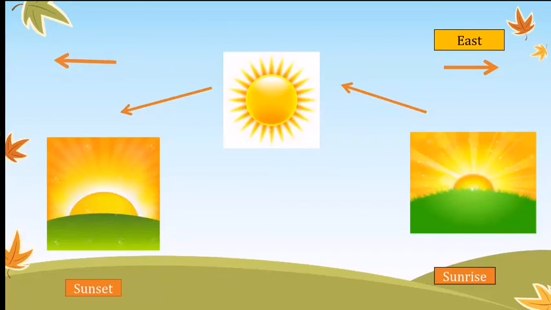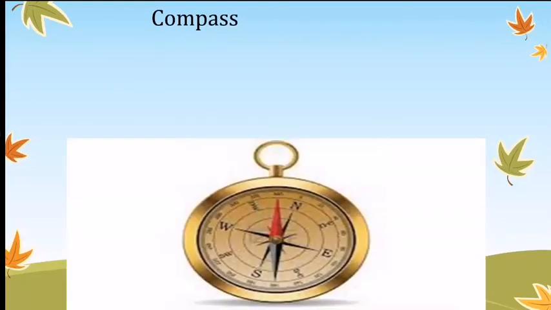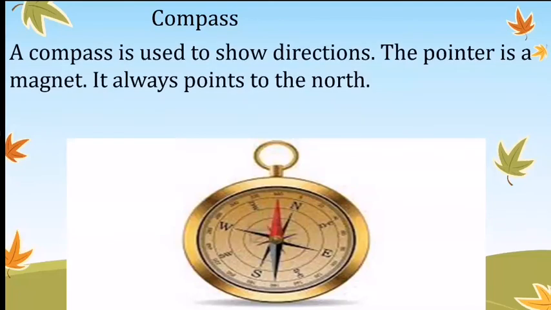If you don't know the direction of sunrise, we can use a tool that can help us in finding the direction. That tool is the compass. You can see here the picture of a compass. A compass is a tool that is used for finding directions.